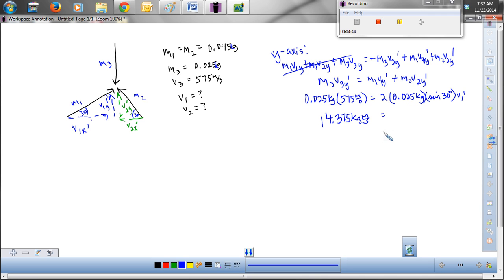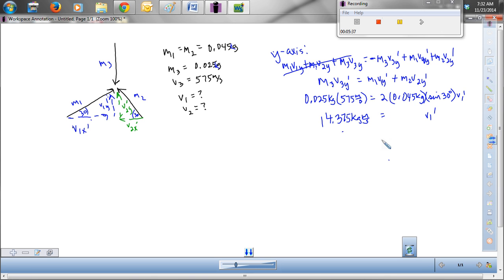So I get back to 0.025 again. V1 prime. So 14.375 divided by 0.025, I get 575. Oh, you know what I did wrong? This is not 0.025. My apologies. It's 0.045. Alright, so we got to go back and fix that one now, darn it.